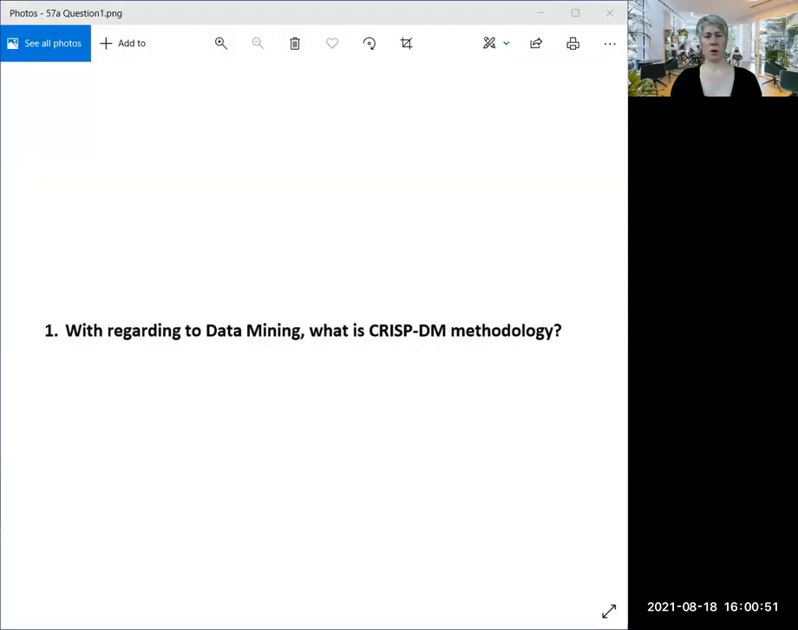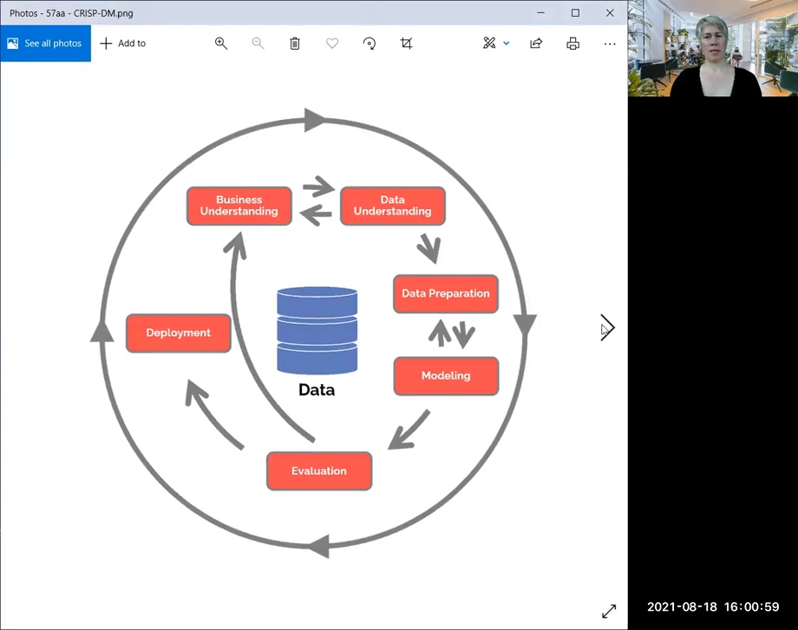So starting with question 1, with regards to data mining, what is CRISP-DM methodology? It's basically a model that is used by analysts to complete a data mining lifecycle, and it starts here with business understanding, where the goals of the business are defined and you specify the results that you would expect and how you're going to measure them.